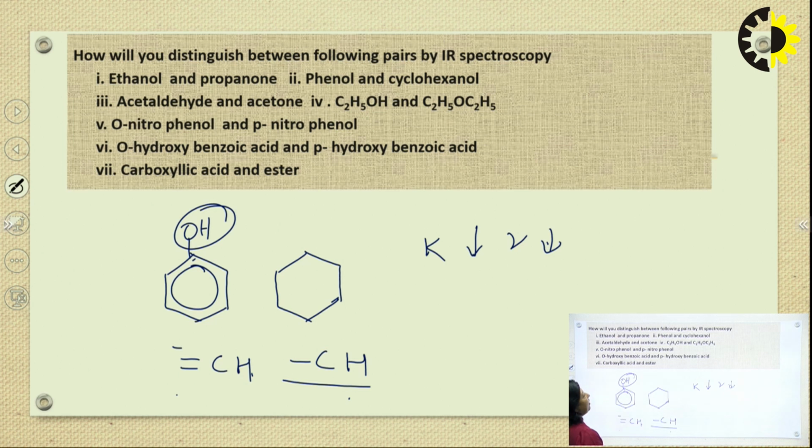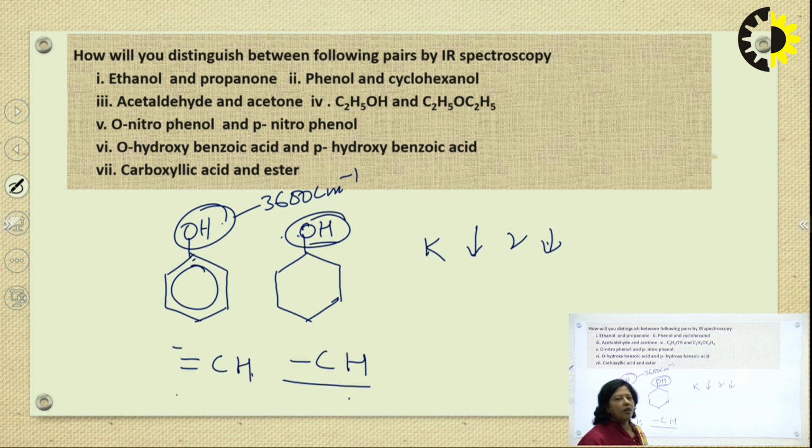Similarly here we have phenol. The characteristic of phenol is 3600 centimeter inverse. This is another criterion. Cyclohexanol, sorry, this is cyclohexanol. So for cyclohexanol we have this frequency, but in both cases the frequency of OH will again be shifted, and so we can find out the difference between phenol and cyclohexanol.